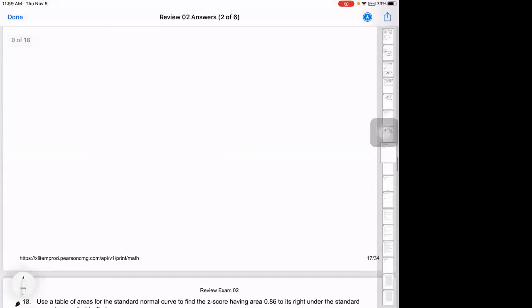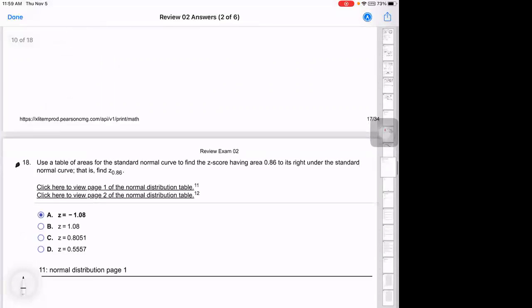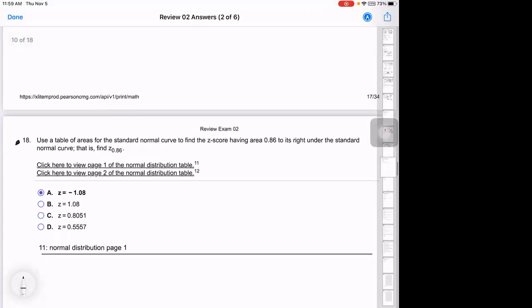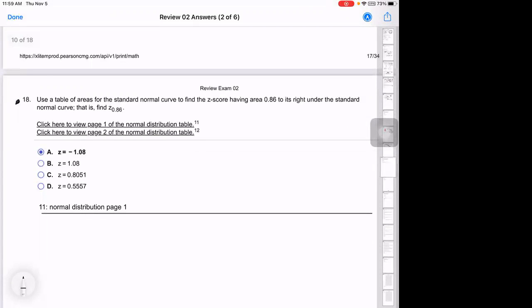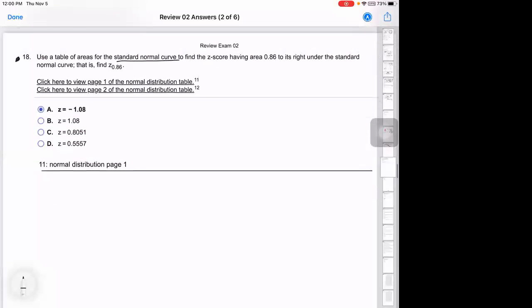Number 16, then 17 is very similar to 16. Let's check question number 18. Table of areas under the standard normal curve. In the exam you don't need to find your C table. You can find the C table just under those questions. See, click here to view page 1, you can just click and get the C table. In this PDF I removed the C table, otherwise it would be like 100 pages. But in the exam you can find the C table easily just below the question.